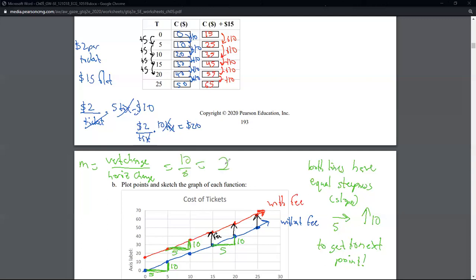And guess what 10 over 5 is? 2. Guess what our rate was? 2. It is not a coincidence that these numbers match. The slope is your rate. So the cost that they give you as a per something, that represents the slope. That fee, the flat fee that's not based on how much of something you do, represents what we call a vertical shift, or what we can call a y-intercept, as we'll get to.